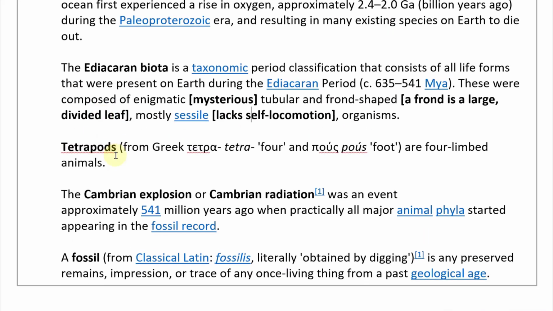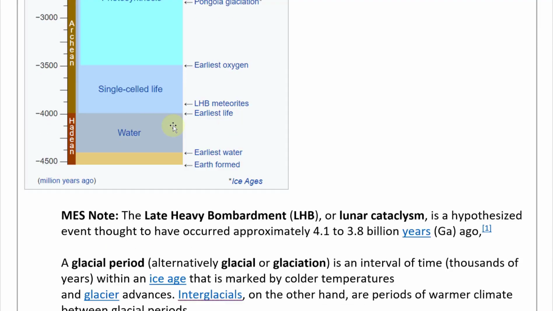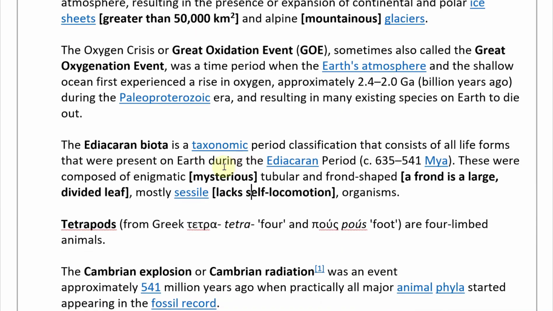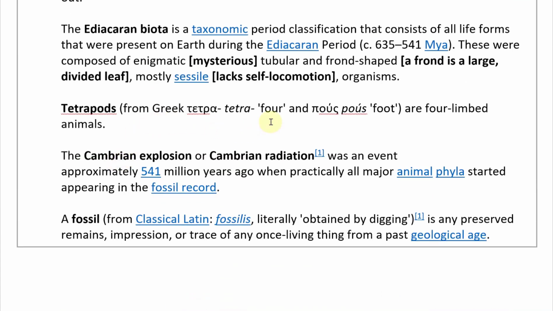And then the tetrapods, and that's over here. Notice the word tetra, that was just 4. So we have, I think that's Latin, going here. Yeah, this is this period here. This is earliest tetrapods there. And then tetrapods from Greek, Greek, not Latin. So tetra, 4, and then pous, foot, and basically you have four pods, or four feet, or four-limbed animals.